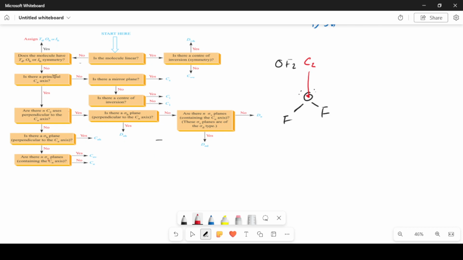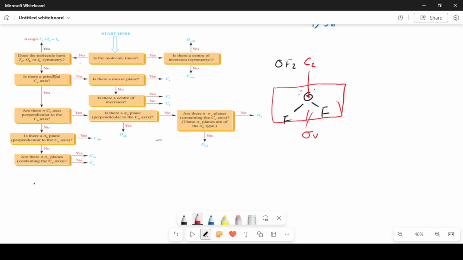So, no. Is there a sigma V plane? Yes. Ito, dito. Yan. So, paano ko nasabi yan? Kung bakit tayo meron sigma V? Consider this molecule. Ito kasi OF2. Ayan. This is the principal axis. And the sigma V plane is here on this side. So it contains the sigma V plane. Ayun yung sigma V plane natin for that. And combining the C2 and sigma V, we will have C2V. Di ba? So that's for number 6.